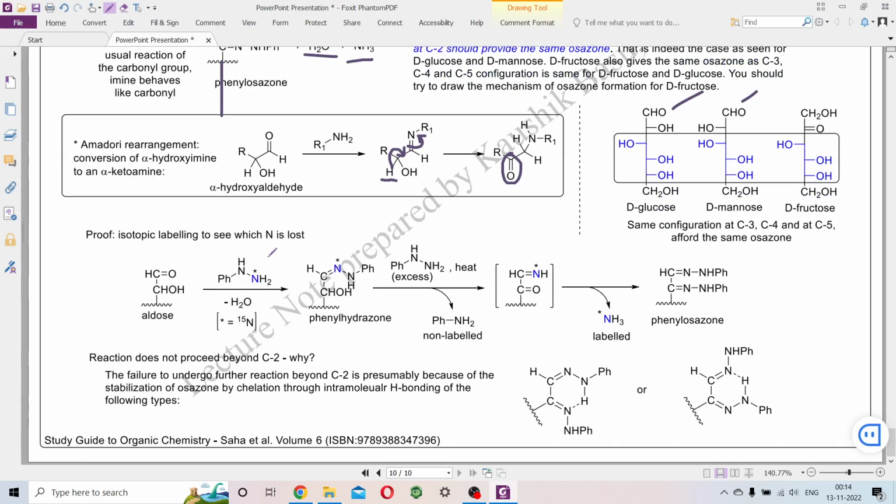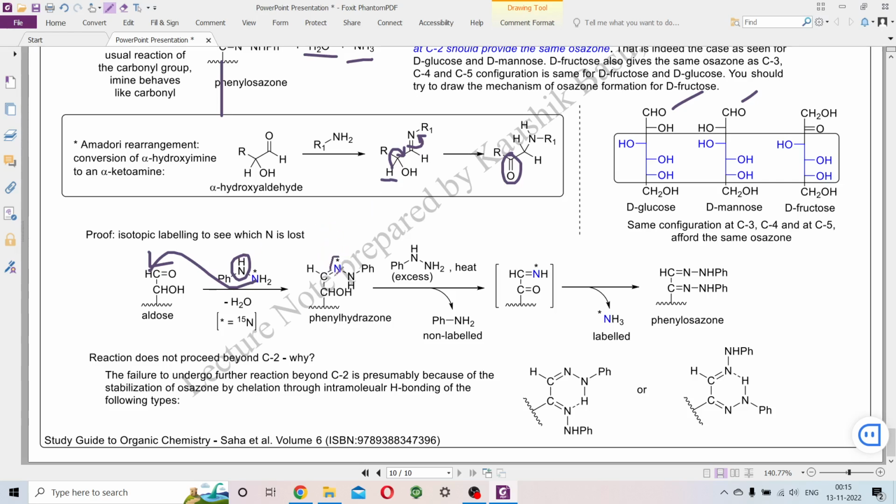Now, what is the proof that this mechanism is operating? Isotopic labeling is obviously a proof. It can serve as a proof, just like we have seen in the Fischer indole synthesis. So you do the reaction with a labeled nitrogen, where the remote nitrogen of the phenyl hydrazine is labeled. The first step is, we know that this nitrogen will attack here, and that nitrogen is less nucleophilic because of the conjugation with phenyl. Those are trivial things, you know that.